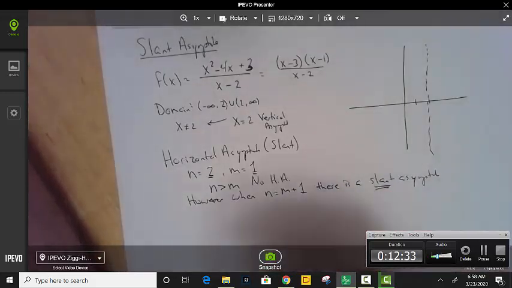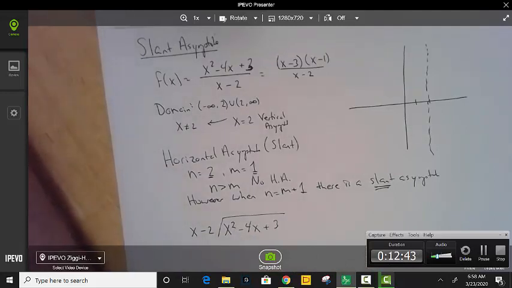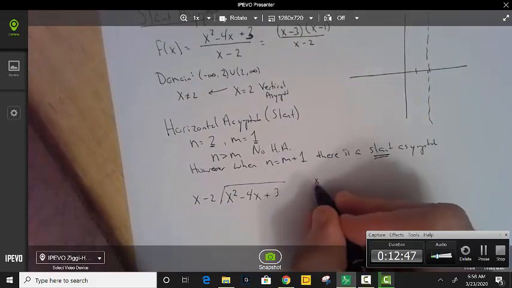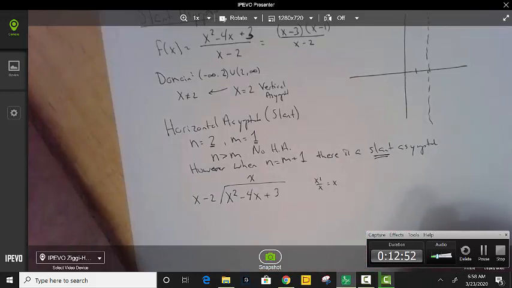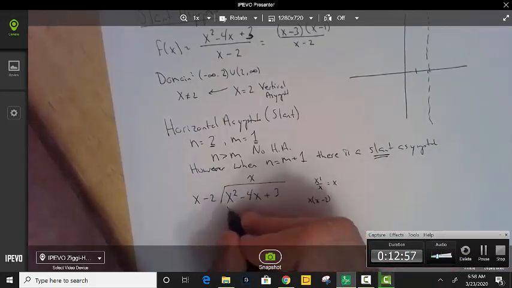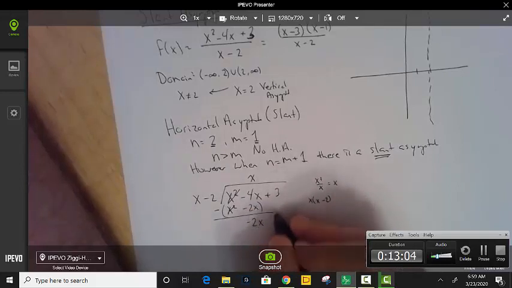What we're going to do to figure out the slant asymptote is go back to long division. So we're going to divide the top, x squared minus 4x plus 3, by x minus 2. And so x squared divided by x is x. So we're going to put x on top. X times x minus 2 gives us x squared minus 2x. And then we're going to subtract to get negative 2x and bring down the plus 3.